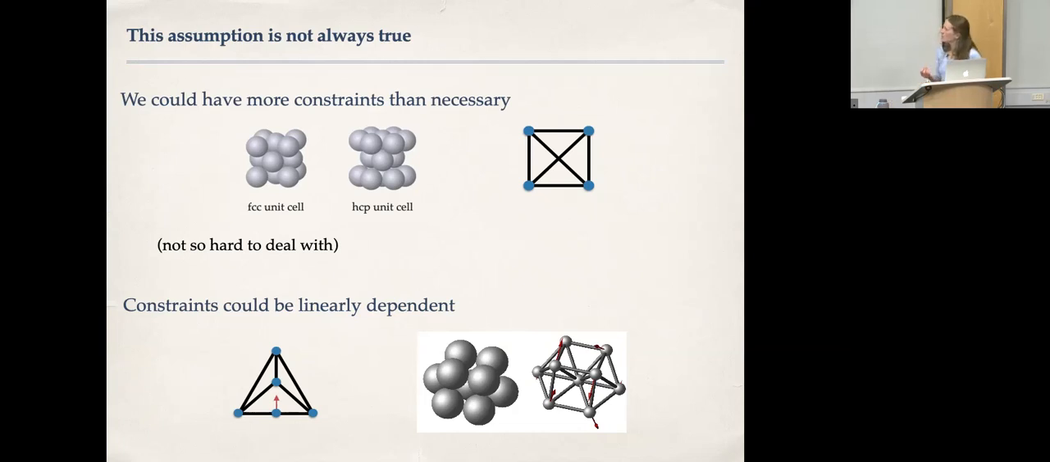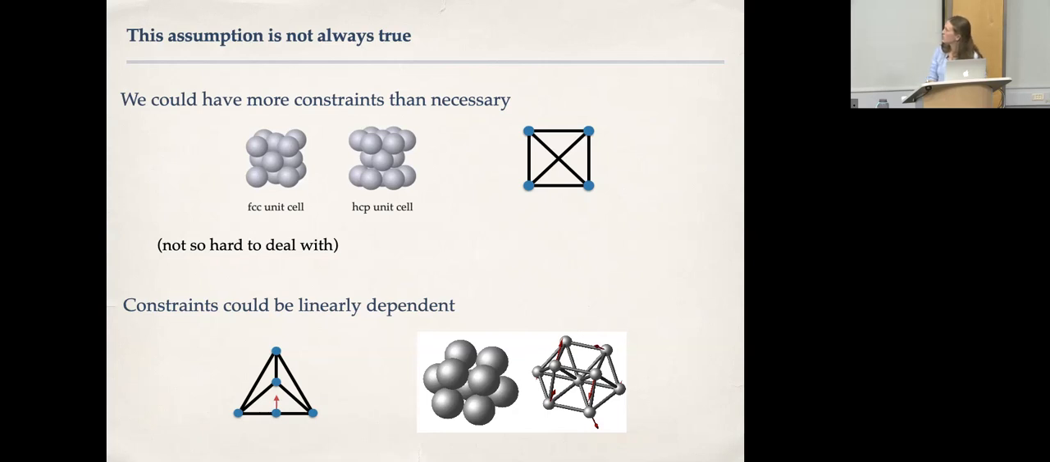So this assumption is not always true. One thing that can happen is you can have more constraints than are necessary, so some of them are redundant. And this, of course, happens if you're looking at crystals, like FCC crystals or HCP crystals, because crystals with this kind of packing have on average 6 contacts per particle, when usually you just need 3. Usually particles can only form up to sort of 3 contacts on average.